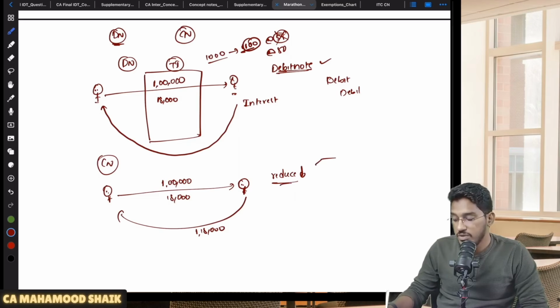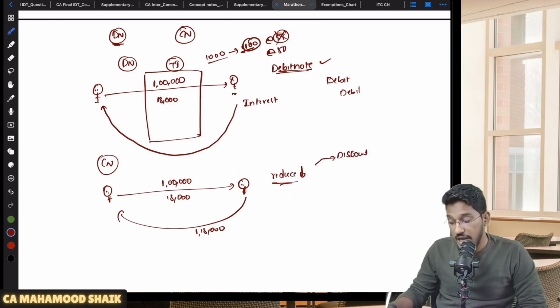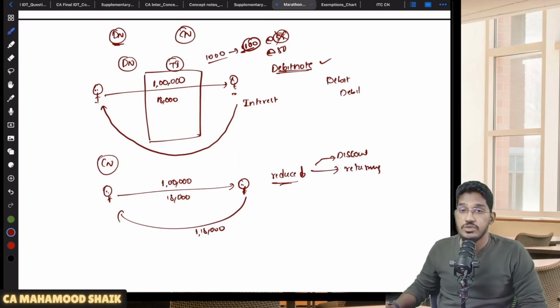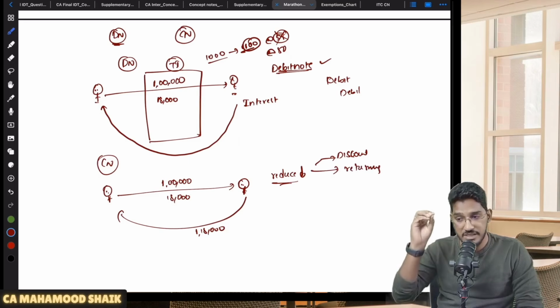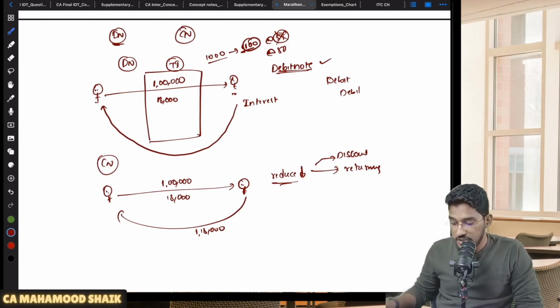Sir, why can you reduce the amount? It could be a discount, like we have seen in the value of supply chapter. It could be a post-supply discount. That's why you want to reduce the amount, and you want to reduce the amount along with GST. Or this recipient is returning the goods. Those goods are not as per his specifications, or those goods are inferior. That's why he might be returning the goods to you. Then also you might be required to issue a document called a credit note.